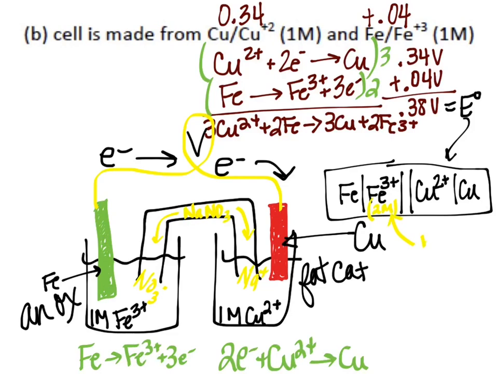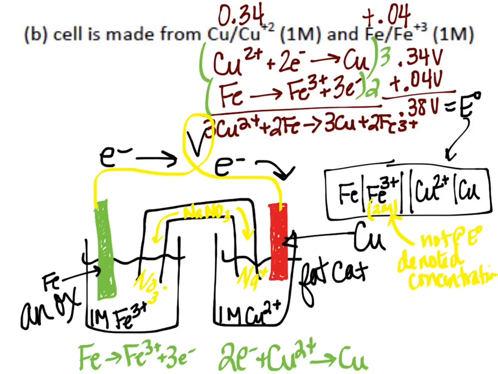So if it's not standard, if it's not an E naught, then you have to denote concentration. So we did anode, cathode, direction of the flow, ions, half reaction. I think that's everything. Any questions on how to draw those?